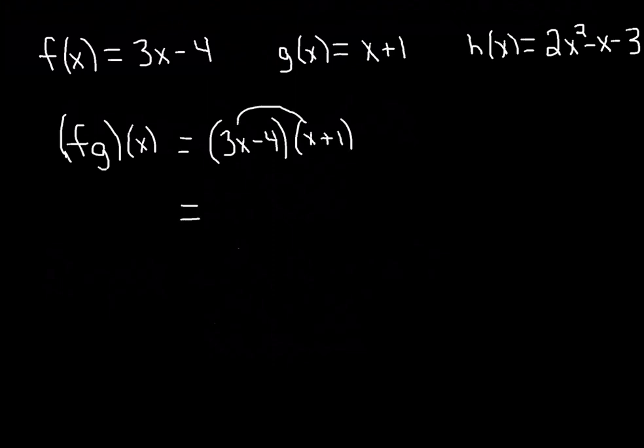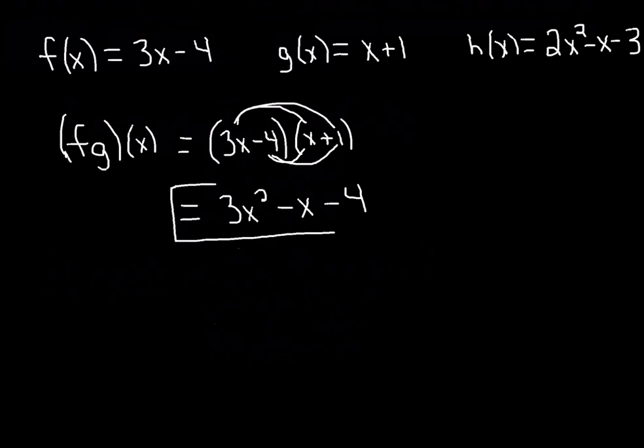So first, 3x squared. Outside is 3x, inside is negative 4x. So 3x minus 4x is minus 1x. And negative 4 times 1 is negative 4. So fg of x, in this particular case, is 3x squared minus x minus 4.